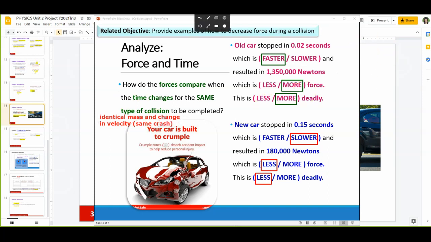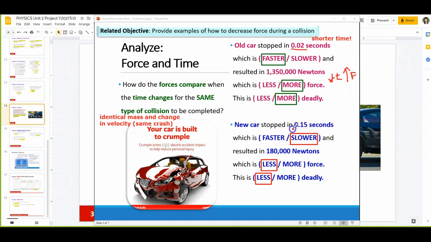But in this case, the old car stopped in 0.02 seconds, which is much faster, right? This is a shorter amount of time. All right, and the result is the collision was much more deadly, right? We saw that this resulted in a force of over 1,000,000 newtons, which is definitely way more force and way more deadly. So again, as we have a shorter amount of time, we actually increase our force, because all of that force is occurring during a very short amount of time, which is painful.